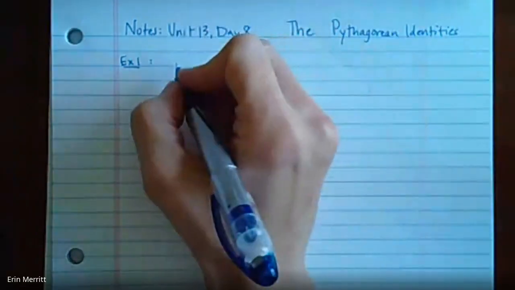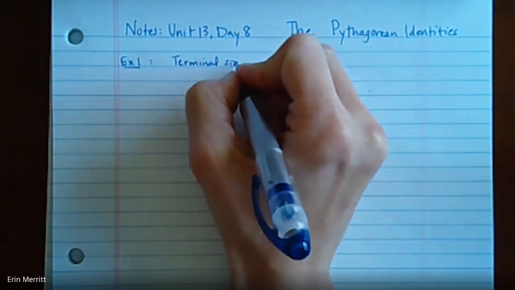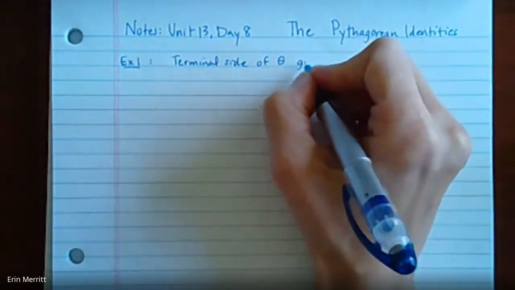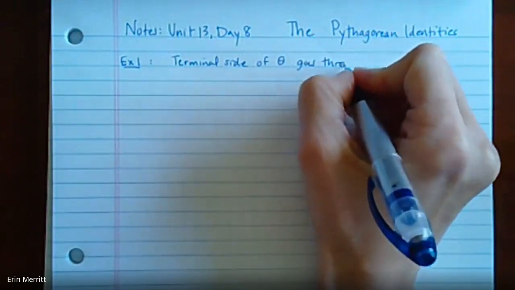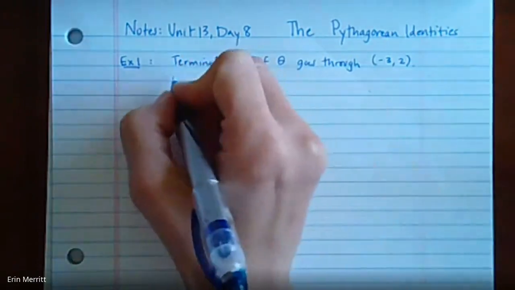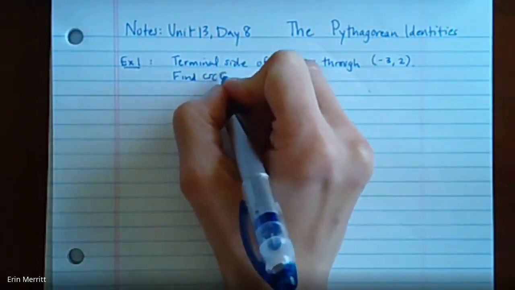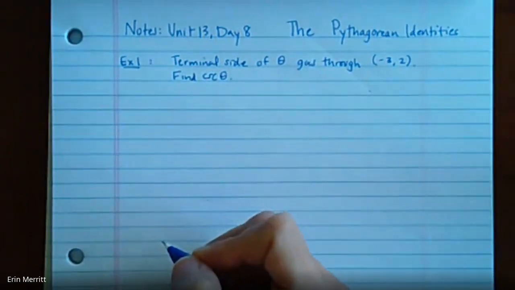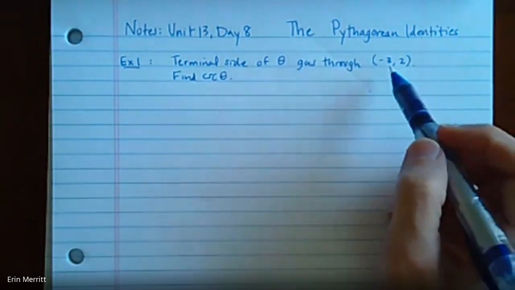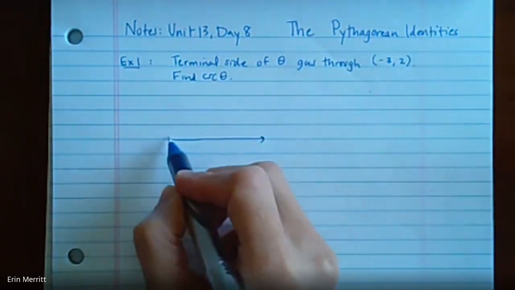All right, here's the important stuff. So the terminal side of an angle goes through the point -3, 2. Find cosecant of theta. I love these questions because they're just giving you the information in a little bit of a different presentation. So what I want you to do, draw yourself a set of axes.